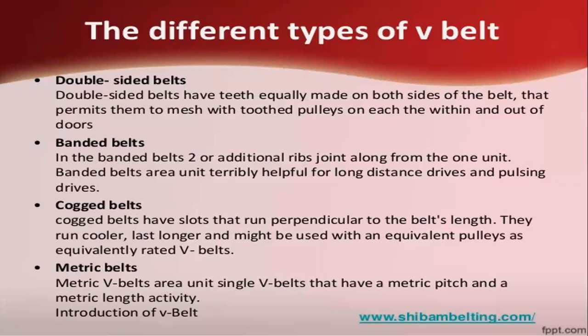So the cogged belts are used as equivalent belts. That is known as equivalently rated V belts also.